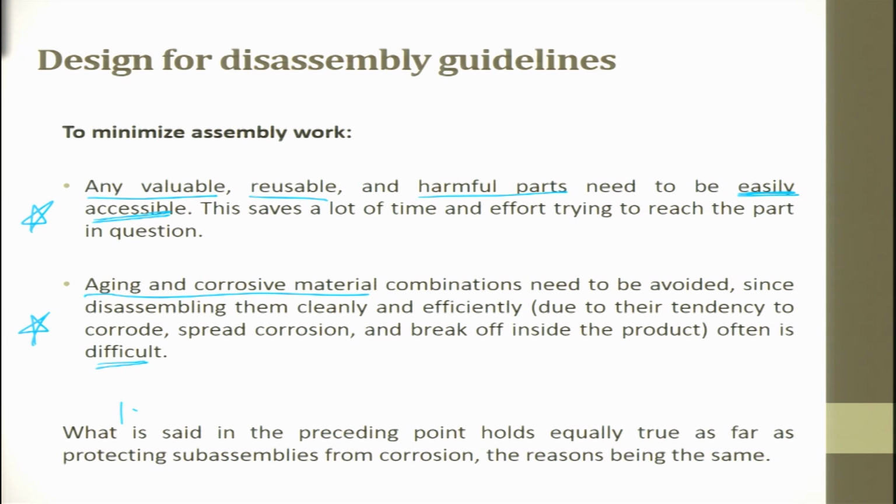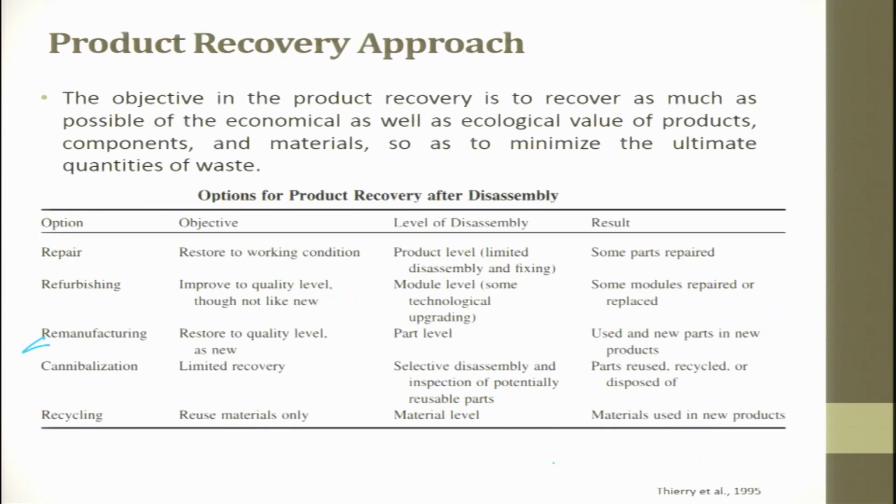When we talk about assembling, we should also think of product architecture. Product architecture means placing of the sub-assemblies at spaces such that it can be accessed and it can be replaced very fast. Okay. What is said in the preceding point holds equally true as far as protecting sub-assemblies from corrosion, the reasons being the same.